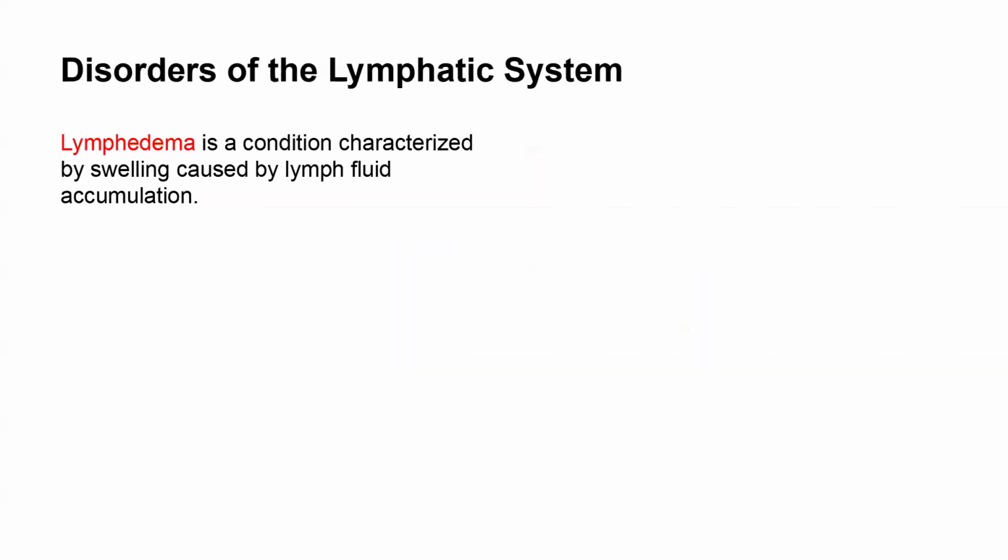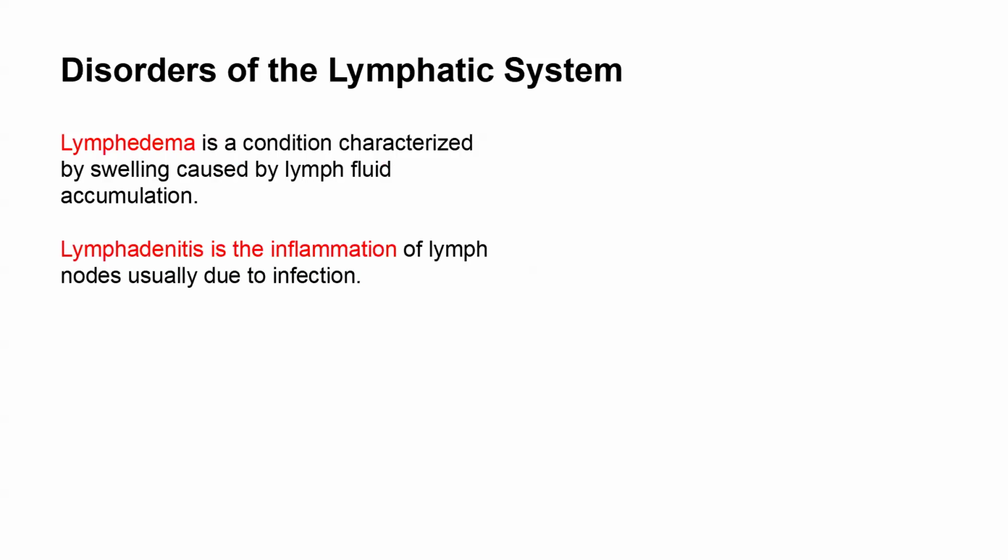So the next thing, of course, is the disorders of the lymphatic system. Lymphedema is a condition characterized by swelling caused by lymph fluid accumulation. So when we say lymphedema, it is one of the disorders of the lymphatic system, characterized by swelling. And this swelling is a result of the accumulation of lymph fluids. So that is why it swells.